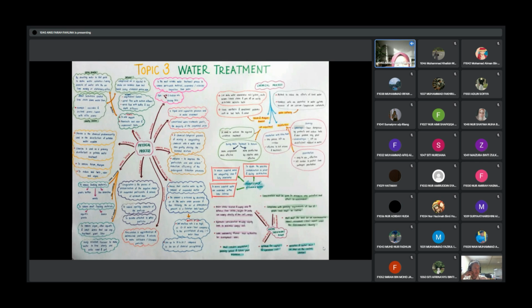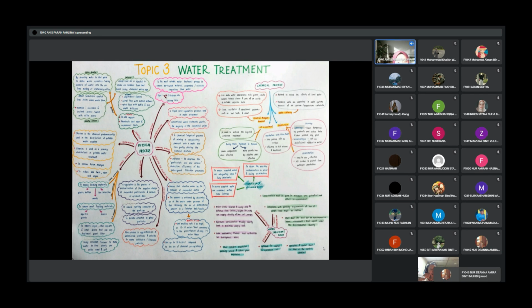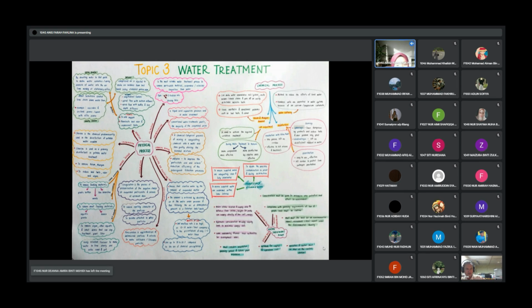The second, chemical process, which is ferrum, water softening, pH adjustment, and disinfection. Next subtopic is about water treatment plant. It is environment factor, plant location factor, and design. Last subtopic under this chapter is significance of chlorine test and bacteria test for drinking water.